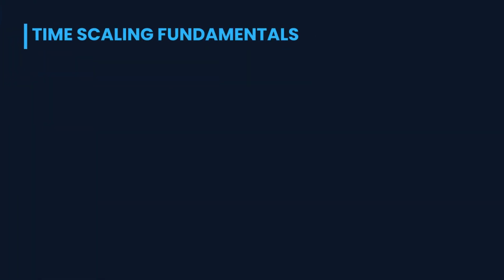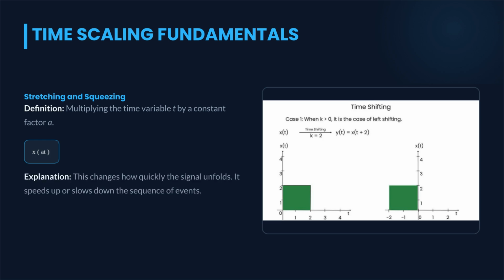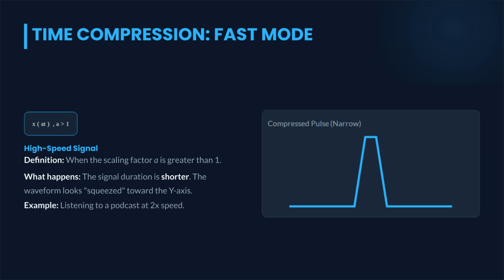Time scaling, or stretching and squeezing, is achieved by multiplying the time variable t by a constant factor a. This changes how quickly the signal unfolds, speeding up or slowing down the sequence of events. The duration changes, but the peak amplitude remains the same. Time compression, or fast mode, occurs when the scaling factor a is greater than 1. The signal duration becomes shorter, and the waveform looks squeezed toward the y-axis. This is like listening to a podcast at 2x speed.